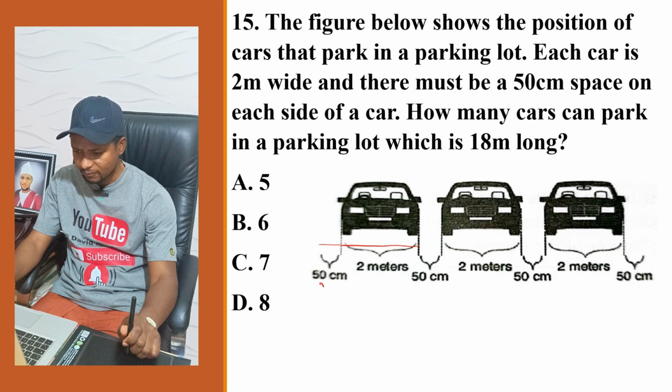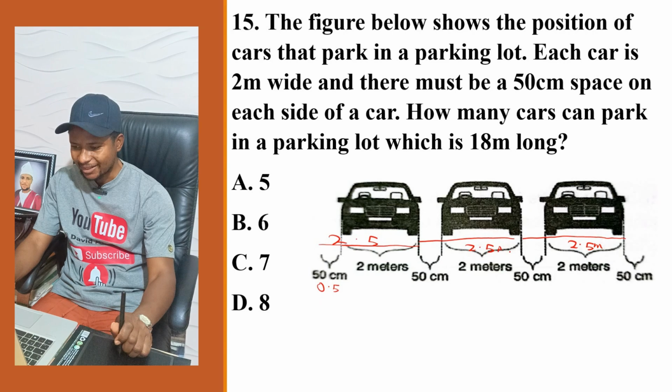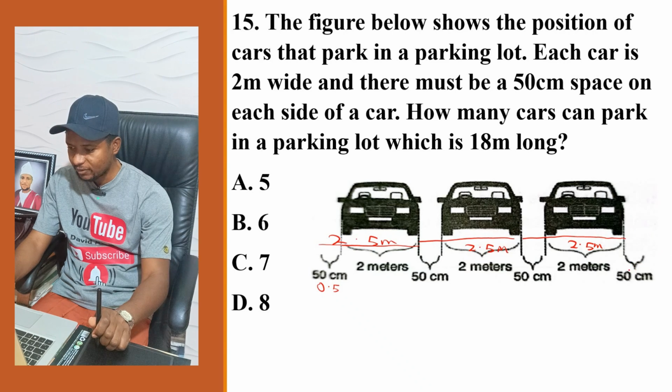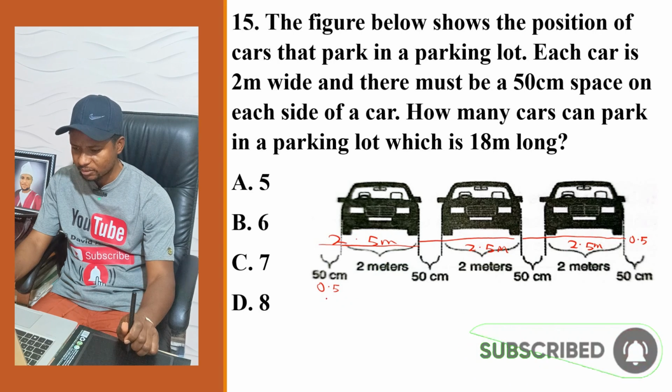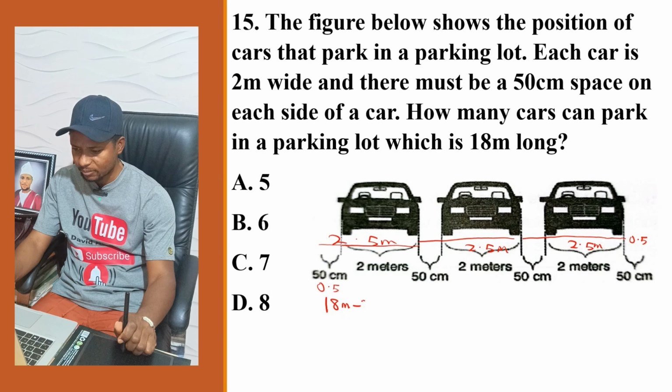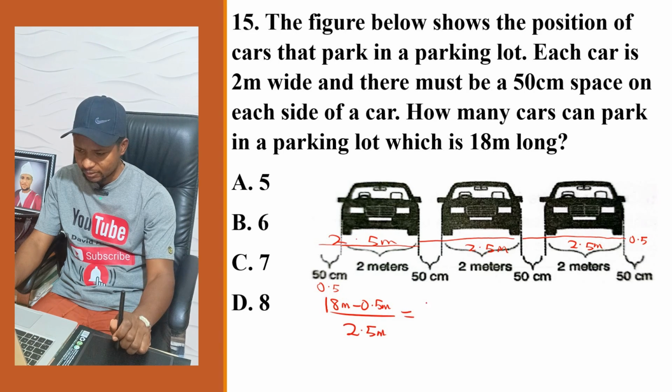That will give you 0.5. So together you have what? 2.5. And look at this again. This 2.5. Look at this 2.5. So if you go in that direction, you notice at the end you have an allowance of 50 centimeter, which is 0.5. So let me take that from the total. That's 80 meter minus what? 0.5 meter. Whatever I have left, I'll divide by the space that one car will occupy. That's 2.5 meter, and that will give me 17.5 over 2.5.